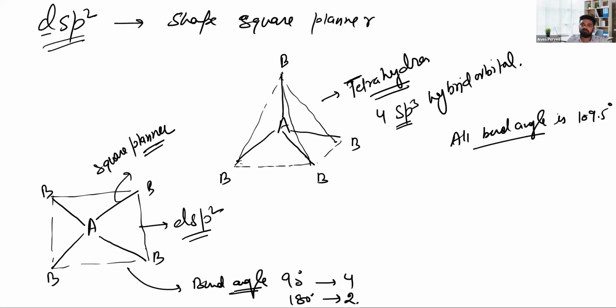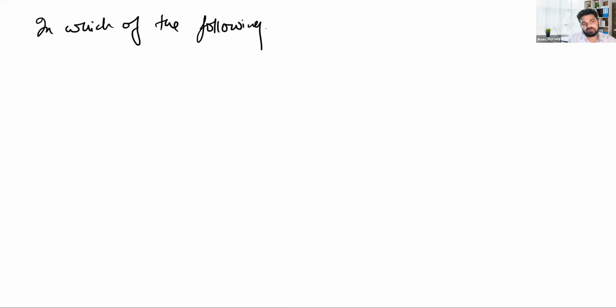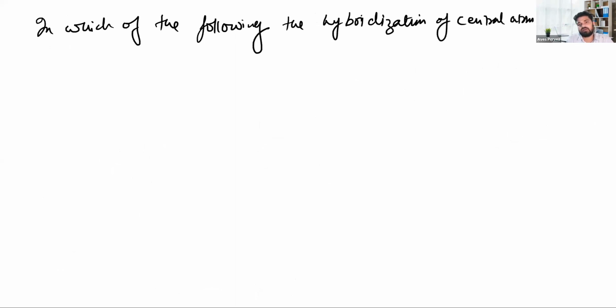Done. So if the question comes: in which of the following is the hybridization of the central atom in all the species similar?